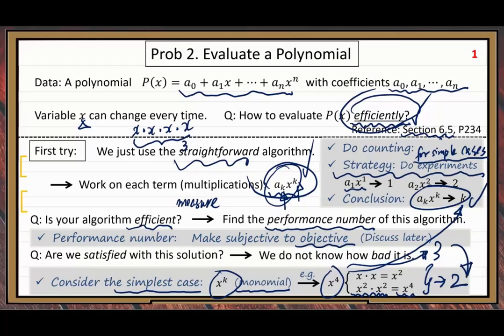From this simple example, you can see it is possible to get a better solution than our straightforward method. There is a hope. So if we can find a smart way, we can do better. That's the conclusion. Next, let's continue. Along this direction, we want to find a better solution.